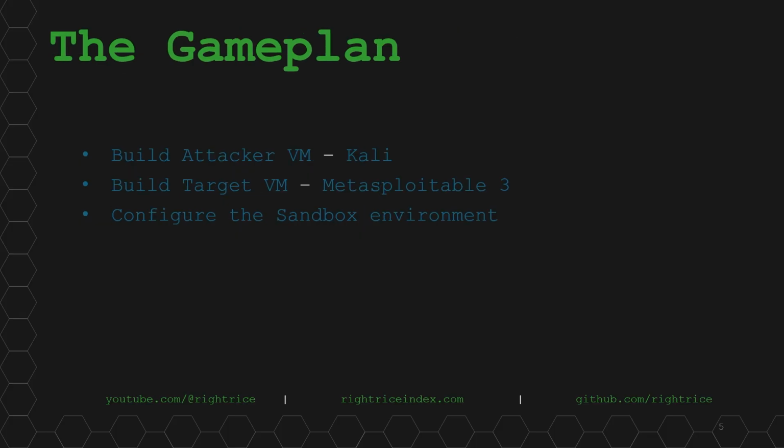Okay, so we're here at the game plan. We are going to be building everything in VirtualBox, by the way. So if you don't have VirtualBox, I would recommend installing that as well. I don't really have a plan of explaining how to install VirtualBox, that's pretty straightforward. Once you have VirtualBox, you'll want to install your Kali VM, and we're going to be using Metasploitable 3. It's built by Rapid7, a really cool security team. And once we've got those two built, we're going to be configuring the sandbox environment, or the non-prod environment.